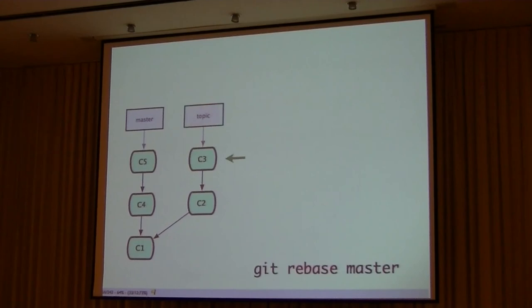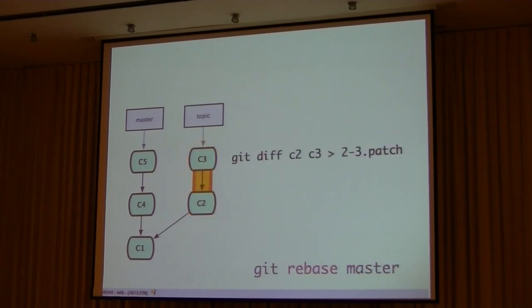What Rebase does is, you're on topic right now, you say git rebase master. It says, okay, here's the one I'm going to rebase onto. And then it finds the first common commit. It walks through the history of both lines and finds the first commit in common, which is probably where you created the topic branch in the first place. Then it takes everything between that and the one you're on, whatever's unique to the topic branch, and it creates patch files of each one.